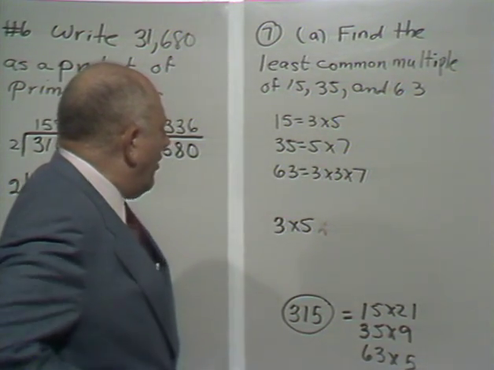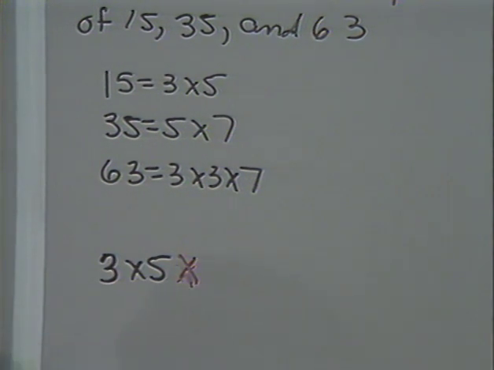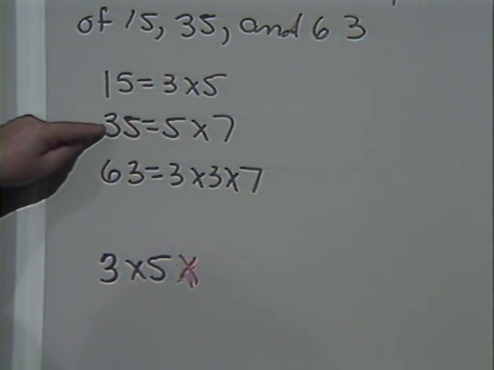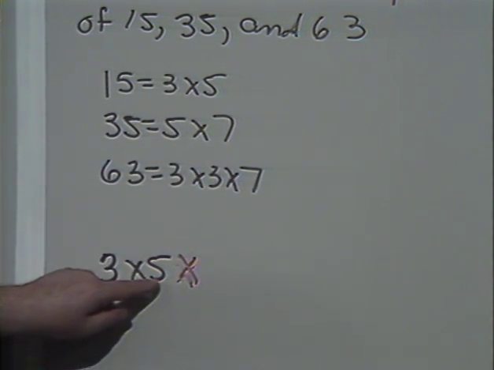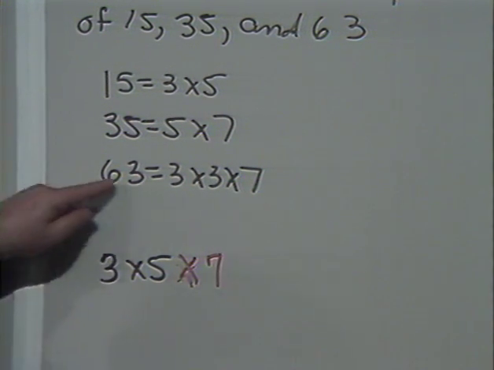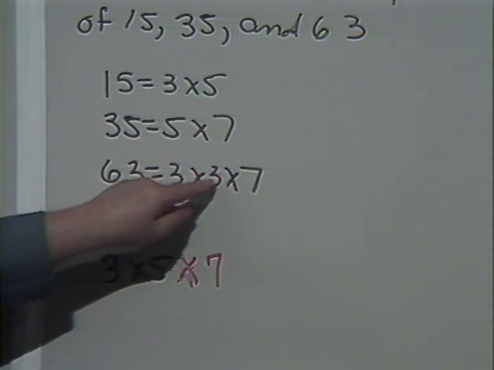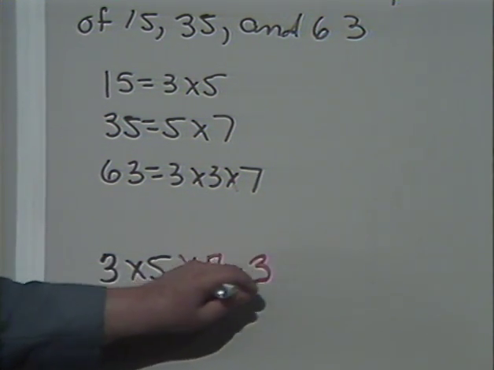So the first thing I have to hope for is that 3 and 5 are factors. Once 3 and 5 are factors, I look at 35. What does 35 require? 5 times 7. Well, I already have the 5. All I need is the 7. What do I need for 63? 2 3s and a 7. I already have 1 3 in the 7, so I'm missing 1 more 3.